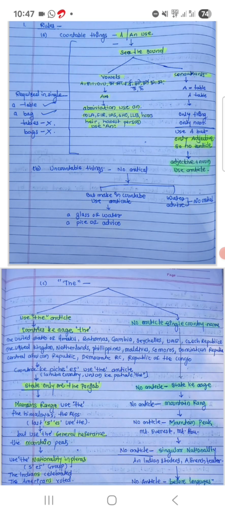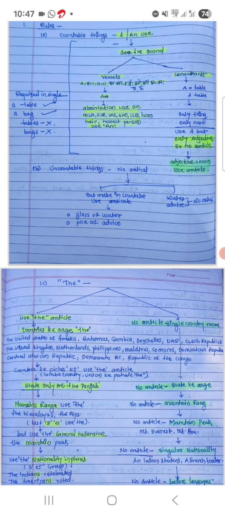Let's see. First, we need the sound, that means the pronunciation of that word. There are two types of sound: consonant sound and vowel sound. In the consonant sound, for example, table, we use a, a table. Second, only a thing, that means only a noun.